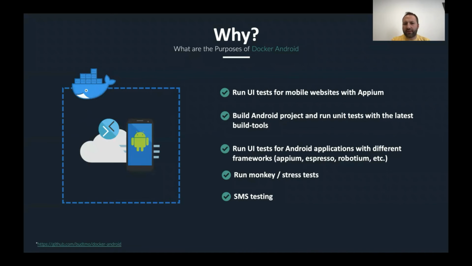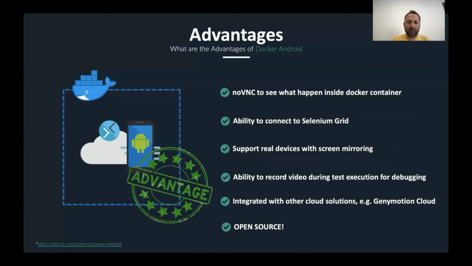We can run the UI test for an Android application with different frameworks. I mean, it isn't necessary to use only Appium. We can also do Robotium, Espresso. So we can do some random monkey and stress testing. And of course, with this approach, we can also test SMS. So we can send a short message to the phone and then read it from the phone. And if there is some integration with SMS, for example, sending the code and then filling in the code, we can also test this. Well, let's see how we can work.